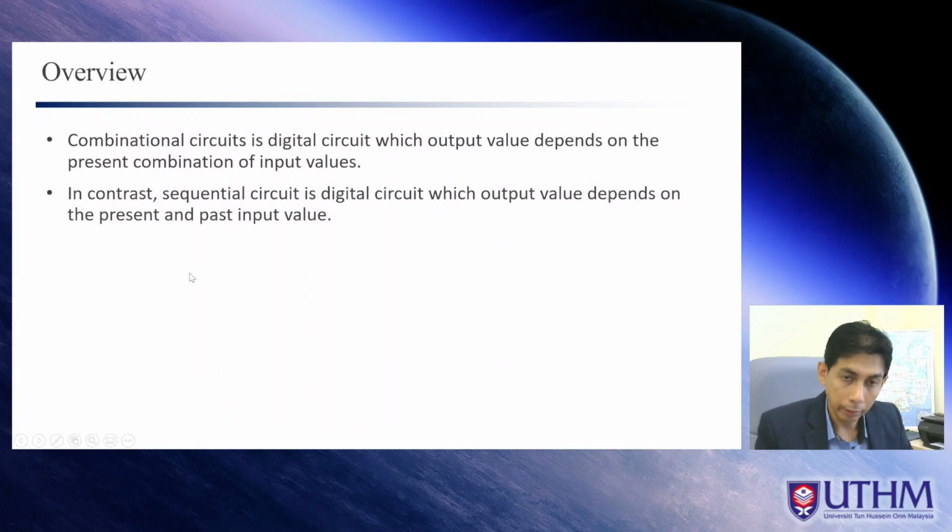So in digital circuits, we have another kind of circuit. We call it sequential circuit. It is the digital circuit with the output value depending on the present value and the past input values. So this is the second kind of digital circuit, where the output value depends not only on the present input value but also on the past input value.